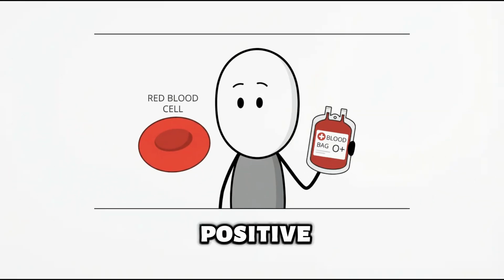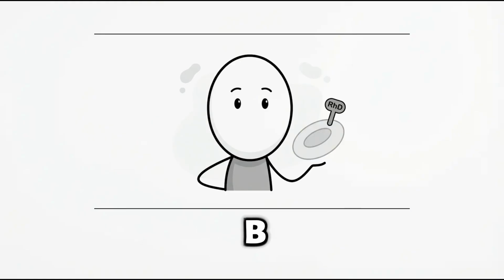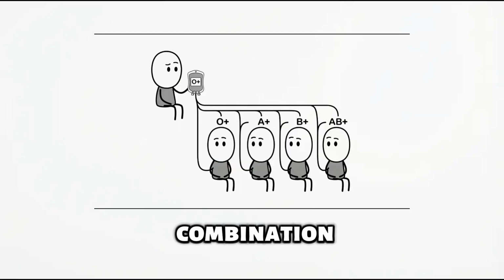7. O-positive blood, O+. O+ carries neither the A nor B antigen, but it does carry RhD, a combination that allows its red blood cells to serve many Rh-positive recipients.